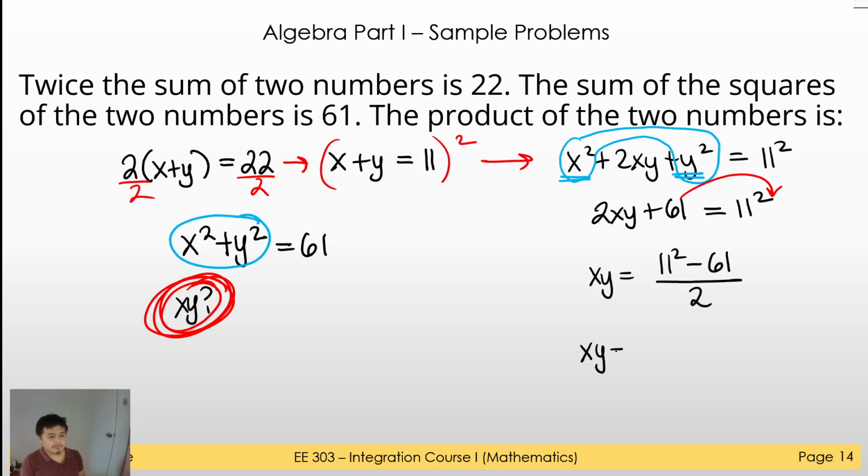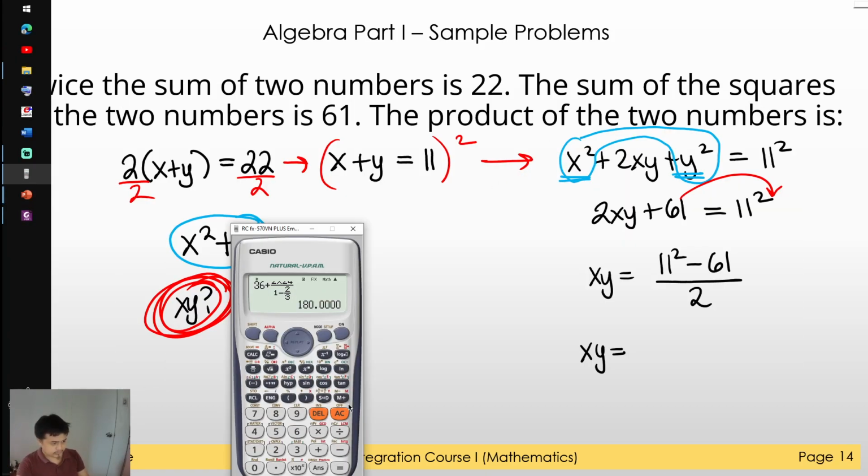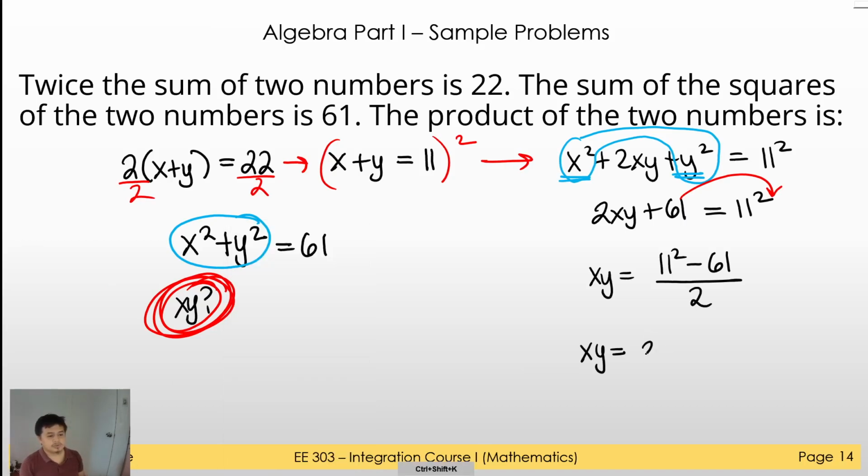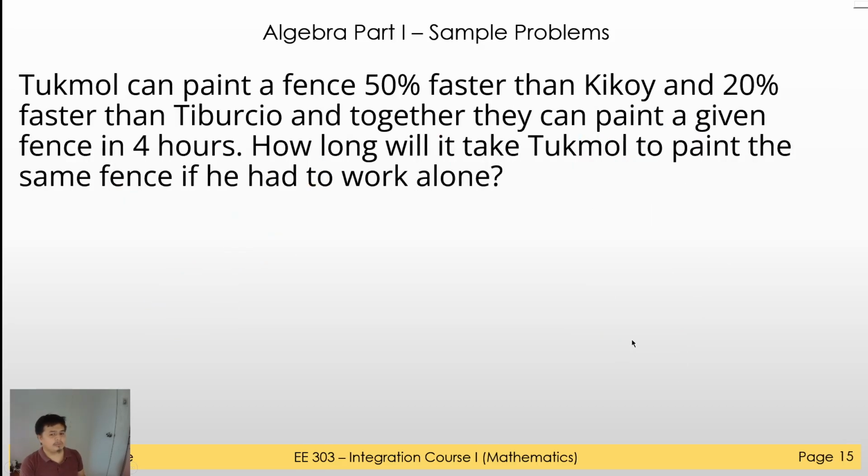So therefore, the product of these two numbers will be 11 squared minus 61 over 2. So we have 30. So this will be 30, our product. So xy is equal to 30. And then, after that, I think this will be the last.